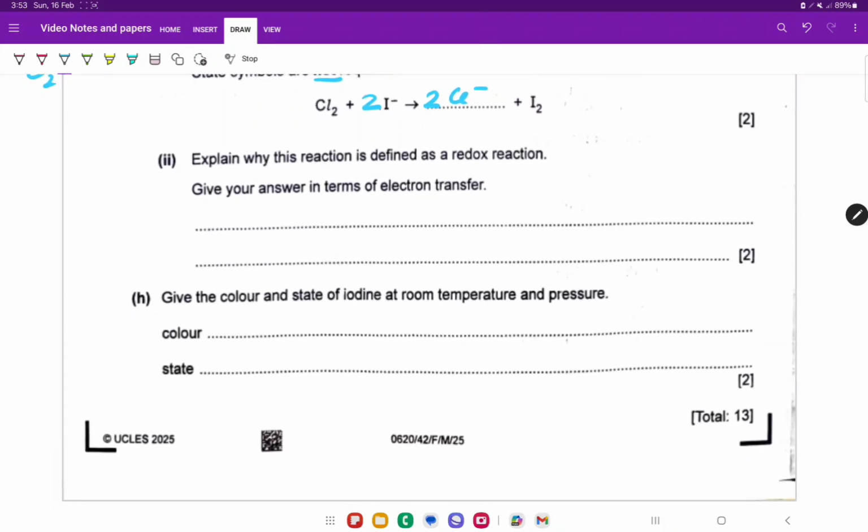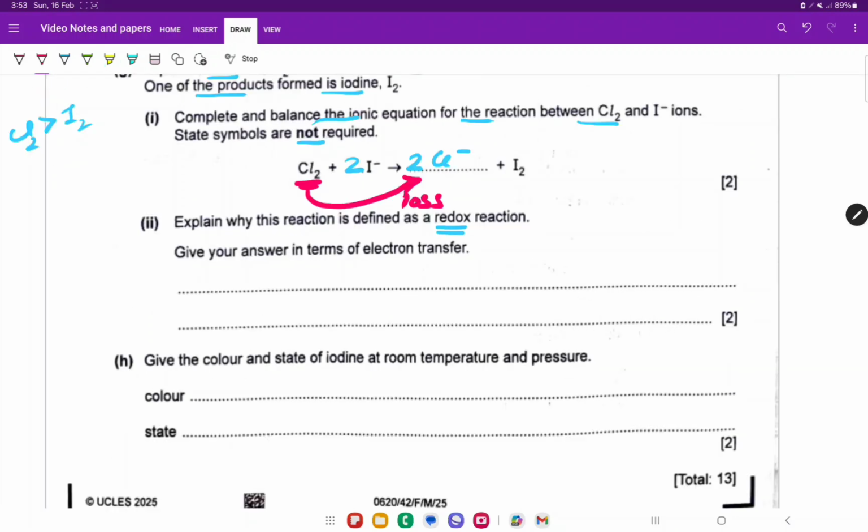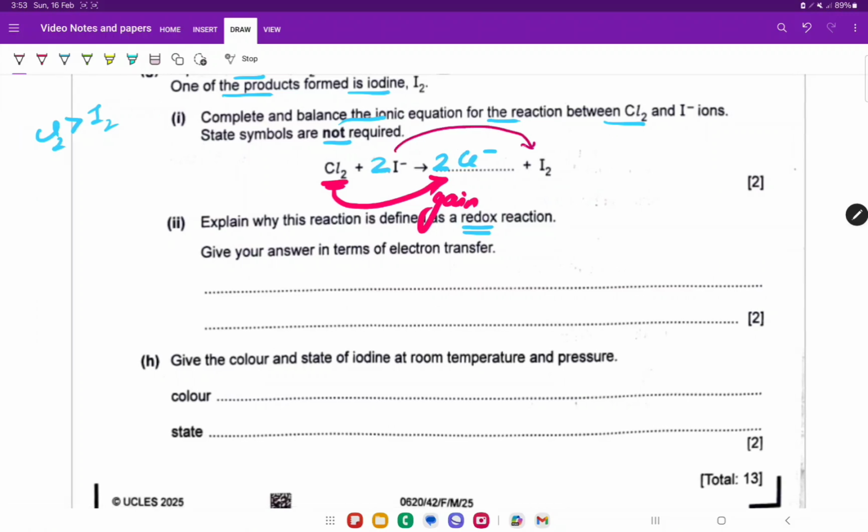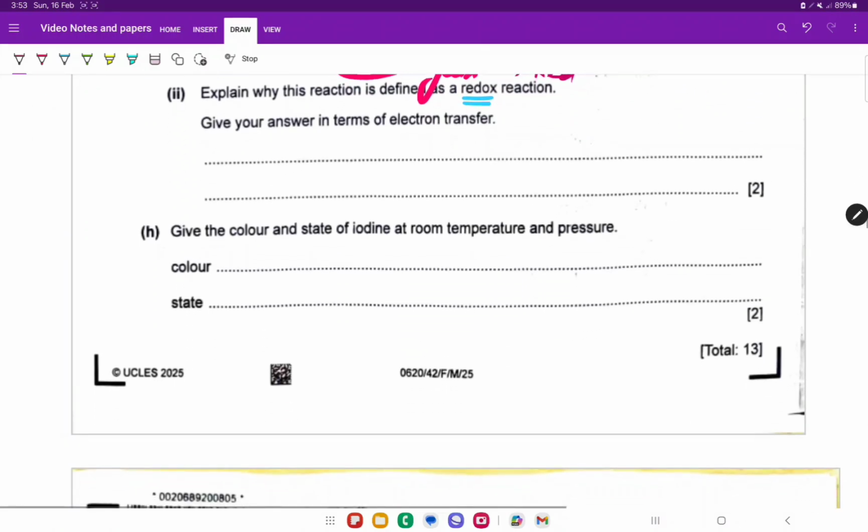Explain why this reaction is defined as a redox reaction. Now redox reactions are those in which oxidation and reduction take place simultaneously. In this reaction, chlorine is forming Cl minus ion, that is gain of electrons taking place. And I minus is forming I2, that is loss of electrons taking place here. Now gain of electrons is what? Reduction. And loss of electrons is what? Oxidation. Since both are taking place here, therefore it is a redox reaction.